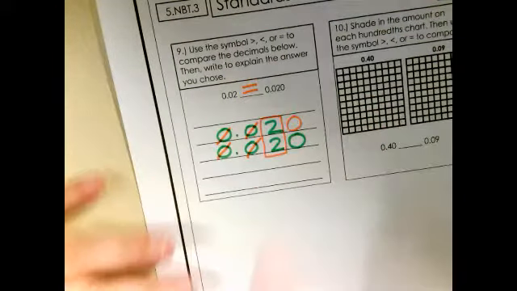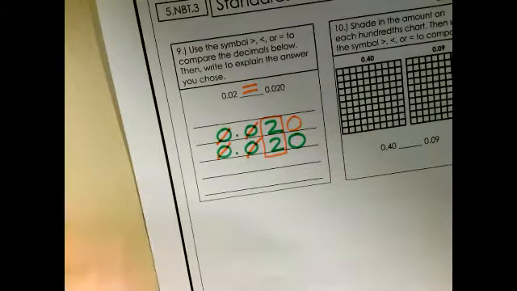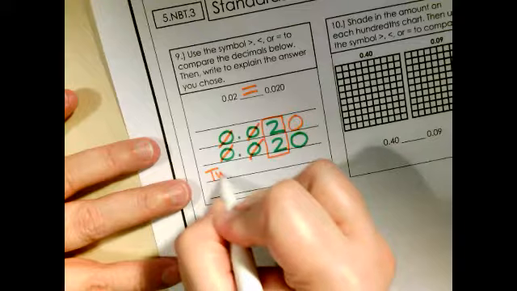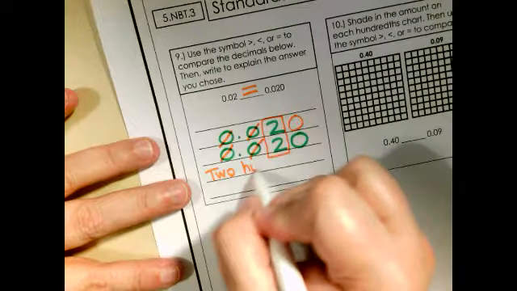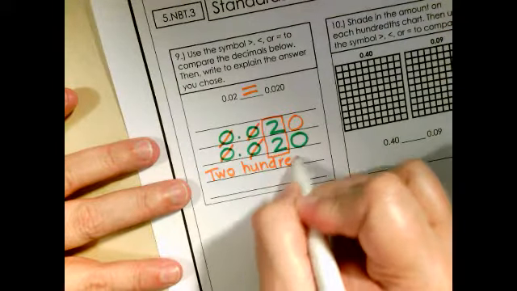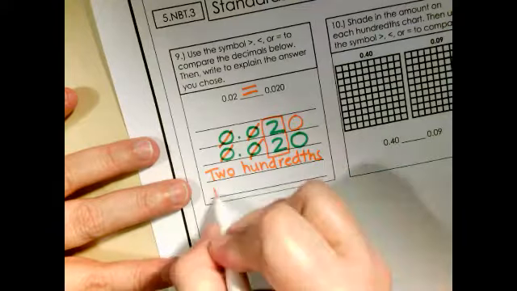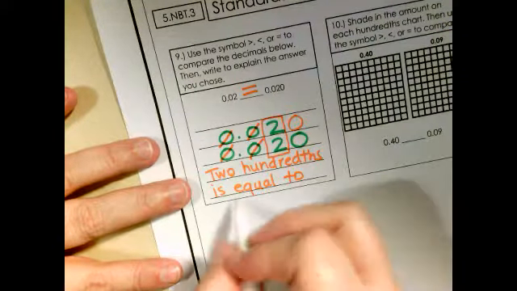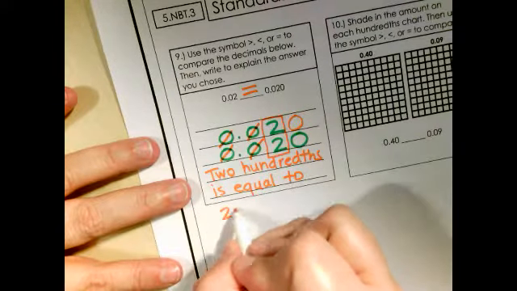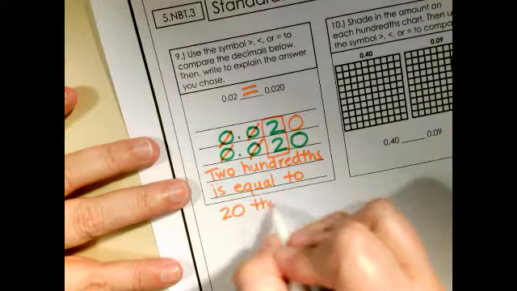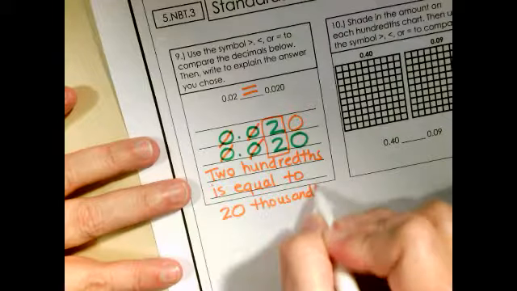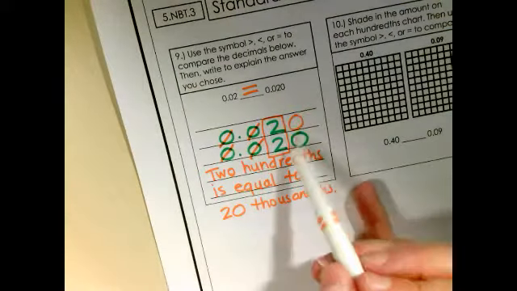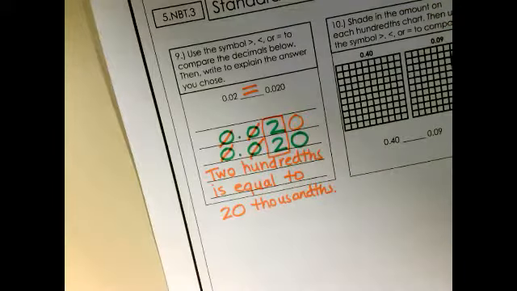It does say write to explain. Here I could quickly say 2 hundredths is equal to 20 thousandths. Because even though we read them differently, they have the same value.